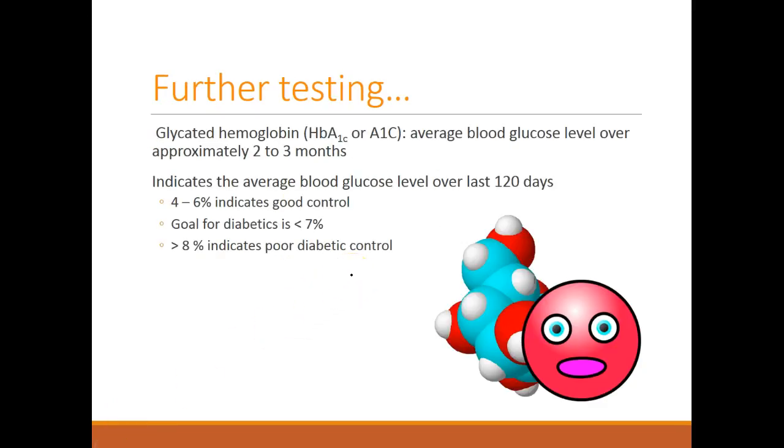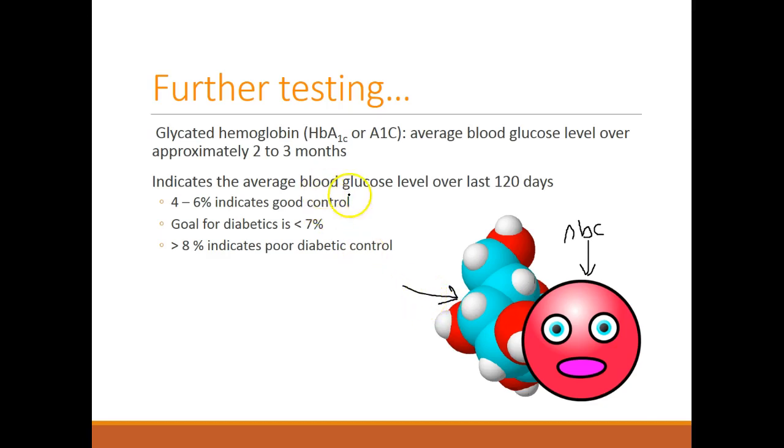Further testing, the glycated hemoglobin, the HbA1c or just A1c, gives an average blood glucose level over approximately 2 to 3 months. This is basically where I talk about how patients really can't lie about their control, because excess glucose will actually hitch a ride on a red blood cell, and here's our beautiful red blood cell.